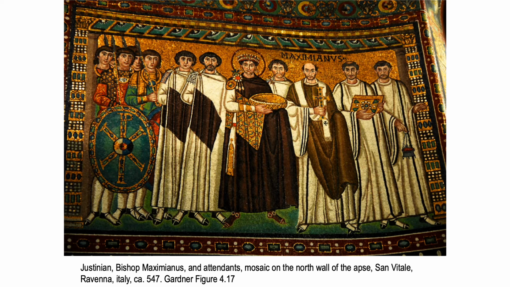So this is the mosaic that I told you was on the apse. Remember, the panned out picture of the apse had a very highly decorated mosaic barrel vault. On each side of the barrel vault, you see a very detailed mosaic, one of Justinian and one of Theodora.